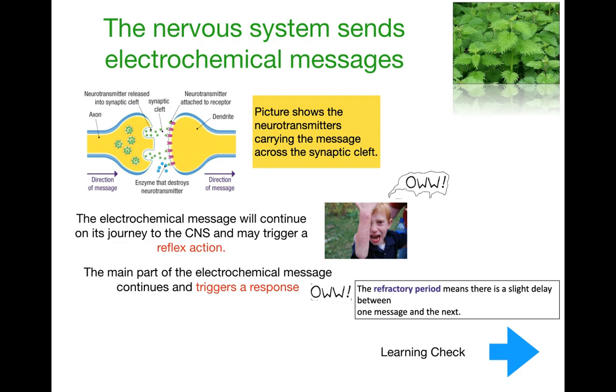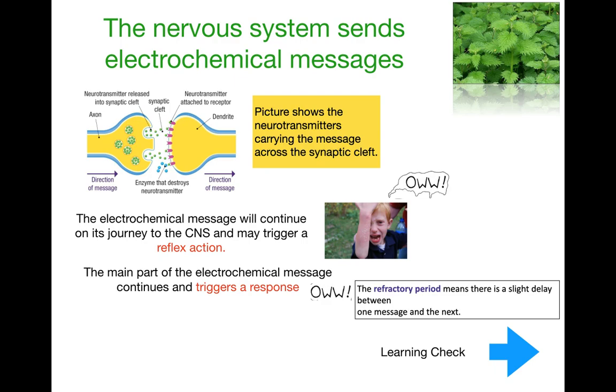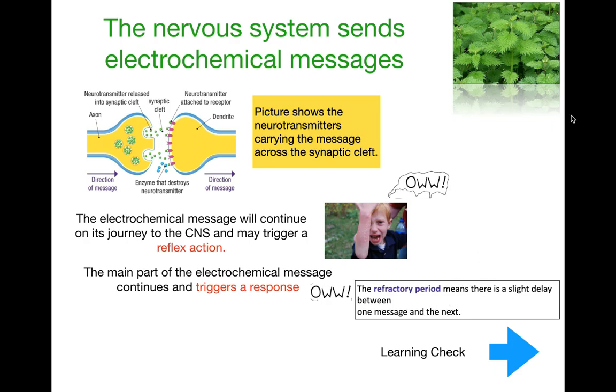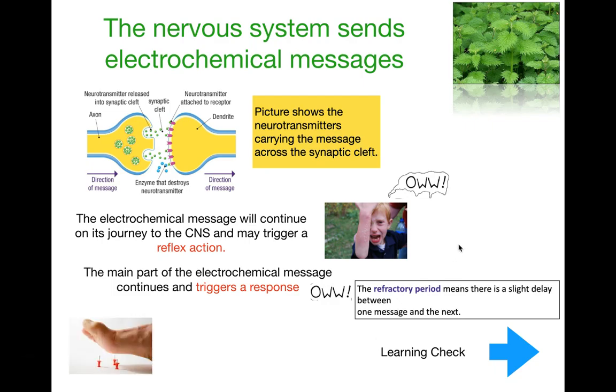Okay. Now, this is another definition that you'll be aware of. And for physics students, it might actually be a little bit easier to remember because the refractory period here is a slight delay between one message and the next. And refraction, if you think about it, is like when light goes through an object and its direction is changed slightly. So that'll be a nice way to remember this one, because the refractory period means there is a slight delay between one message and the next. Okay, the message to the brain and the message back to say remove your hand. So there's a slight delay there, really slight in time.